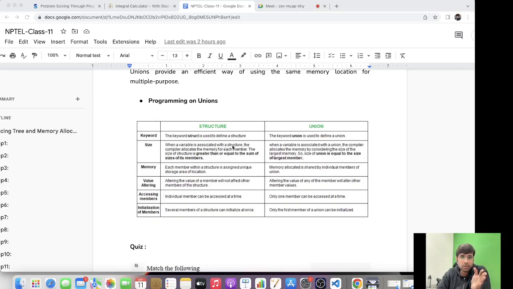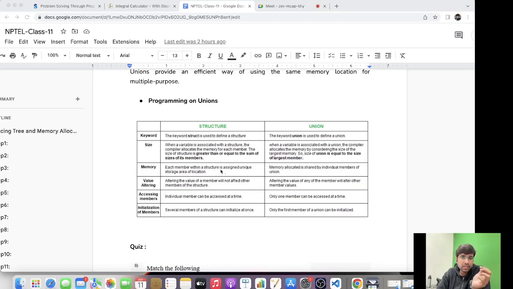When a variable is associated with a structure, the compiler allocates the memory for each member, so the size of the structure is greater than or equal to the sum of the sizes of its members. But when it comes to the union, the compiler allocates the memory considering the size of the largest member. In the previous case, the string array of size 20 will have 20 bytes. So the size of the union is equal to the size of the largest member.